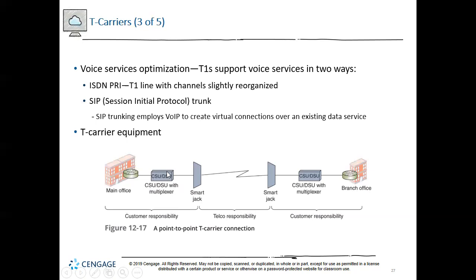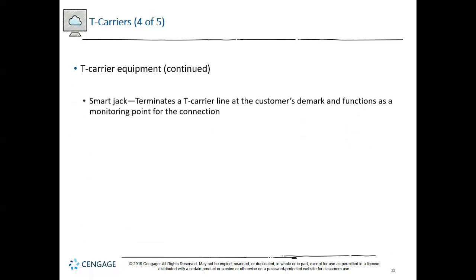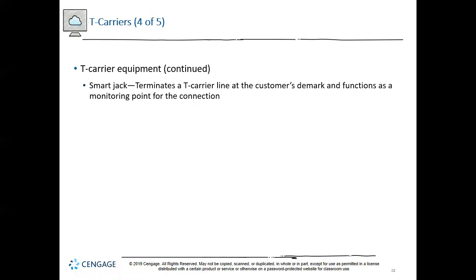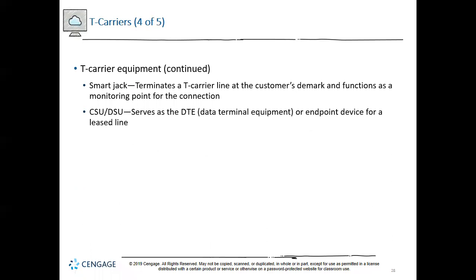So the CSU DSU, that's what we call our DTE, that's our customer responsibility. The telecom network, we don't care what they do, but they've got this smart jack, which is going to be at our DMARC, right? Our DMARC is the demarcation between the two. I think I just about got to halfway, so I'll just finish after the T carriers. And so the smart jack is a terminator. That's going to give us our point-to-point connection if we had that. The CSU DSU, that's our DTE, our customer managed equipment.